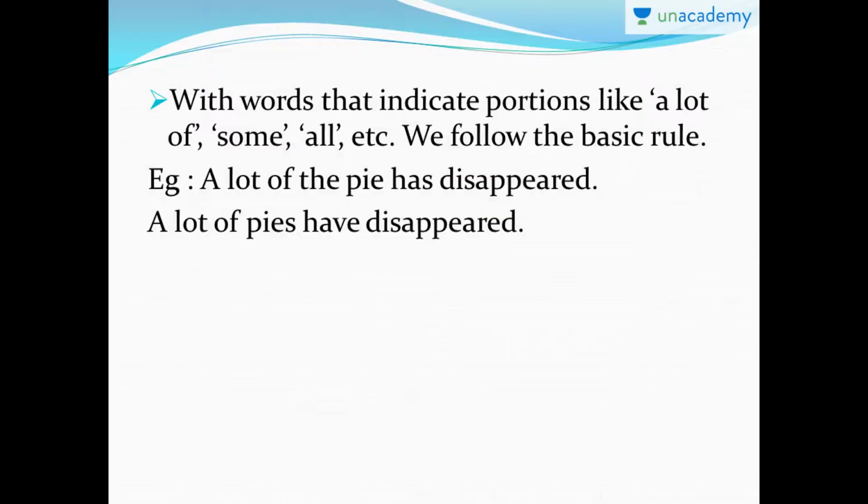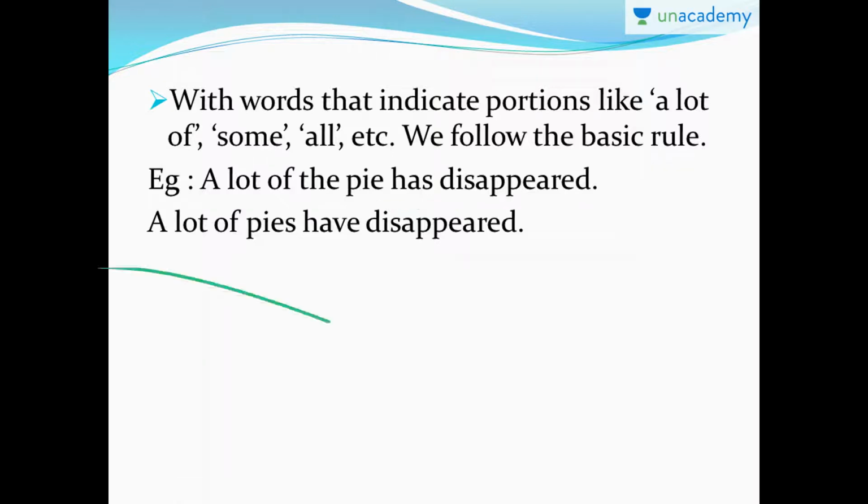Now the next one is with words that indicate portions like a lot of, some, all of, etc. We follow the basic rule. What is the basic rule? Singular subject, singular verb, plural subject, plural verb. The rule is never going to change. So a lot of the pie has disappeared. The portion is a lot of, but we're talking about one single pie. The verb is to have. Since pie is singular in nature, we take a singular verb. A lot of the pie has disappeared.